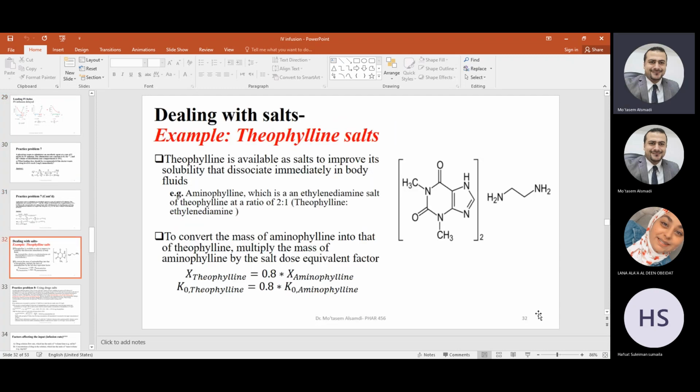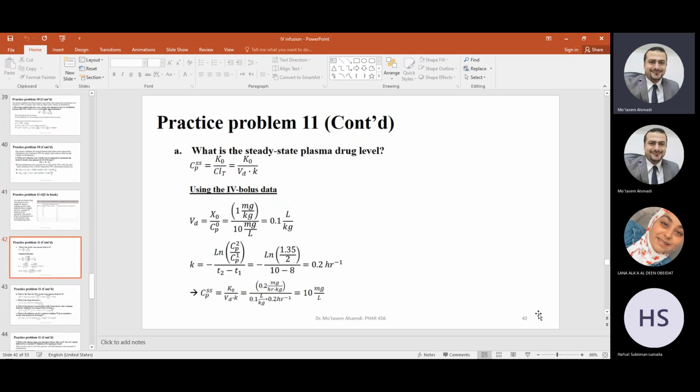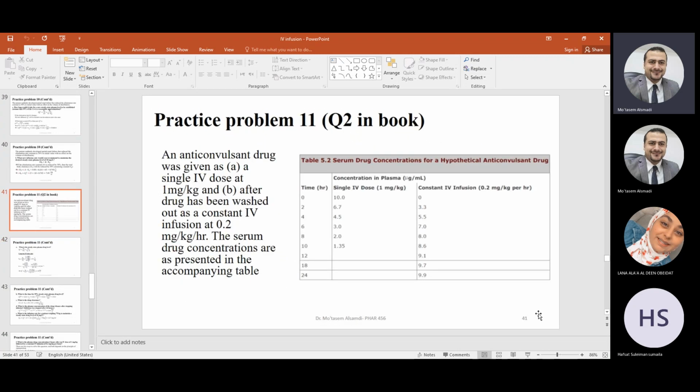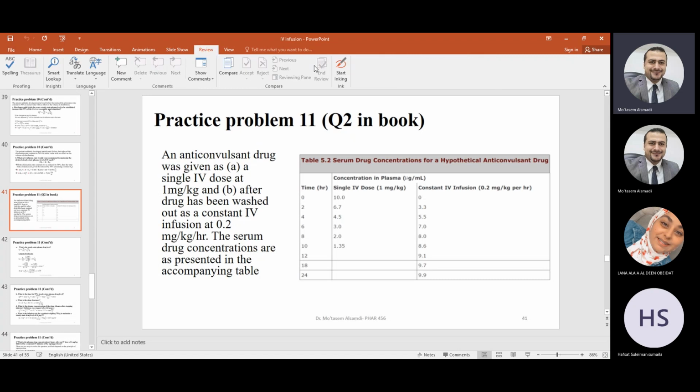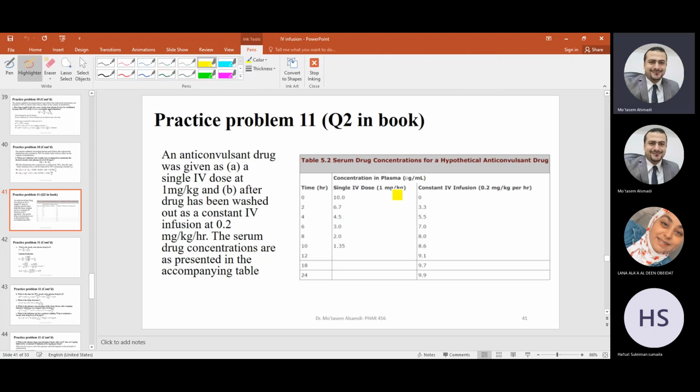This is the story of question 11. So again, in question 11, the original case is that we did not give a loading IV bolus dose followed immediately by IV infusion. What we have given is an IV bolus dose, waited until complete washout of the drug, and then we have given the IV infusion. You got it? The doses were, for the IV bolus, 1 milligram per kilogram, and for the IV infusion 0.2 milligram per kilogram per hour. Just notice in both cases, whether that's for the IV bolus or the IV infusion, the doses are normalized by what?